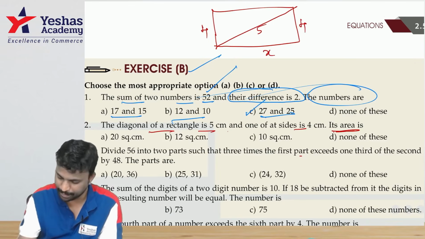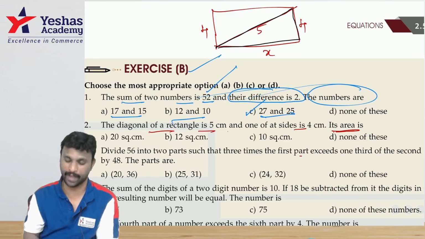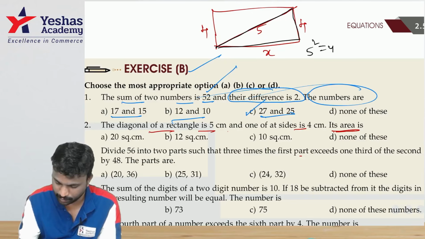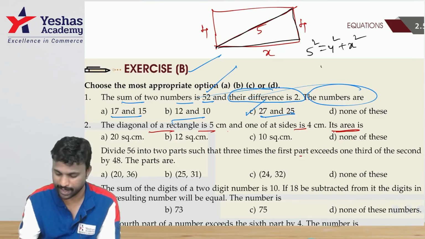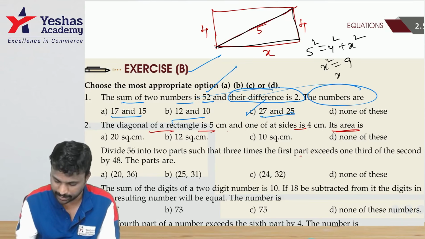This side, if I apply the Pythagoras theorem for this right angle triangle, I can get the value of x. How? 5 square is equal to 4 square plus x square. So x square becomes 9. How come? 25 minus 16 is 9. So x is equal to 3.